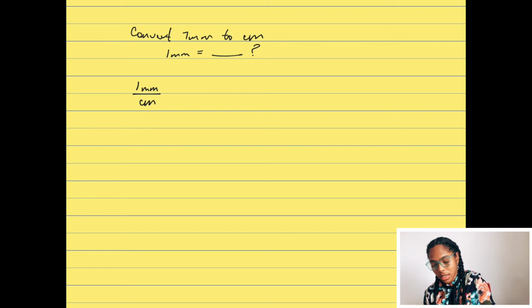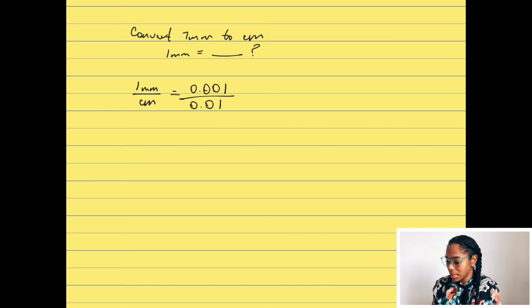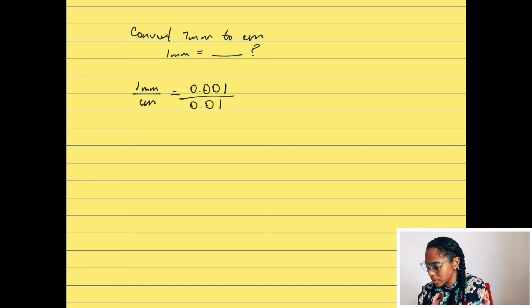If we now look back at the table to find the values for both of them in decimal form, 1 millimeter can be written as 0.001 and centimeter is written as 0.01. Now let's plug this into our calculator. We have 0.001 divided by 0.01, and our answer is 0.1. Now what does this mean?